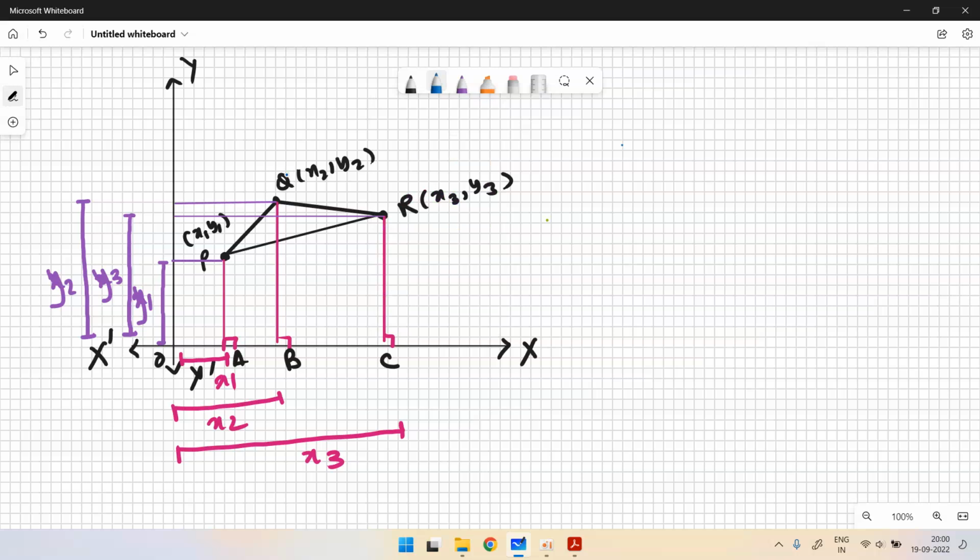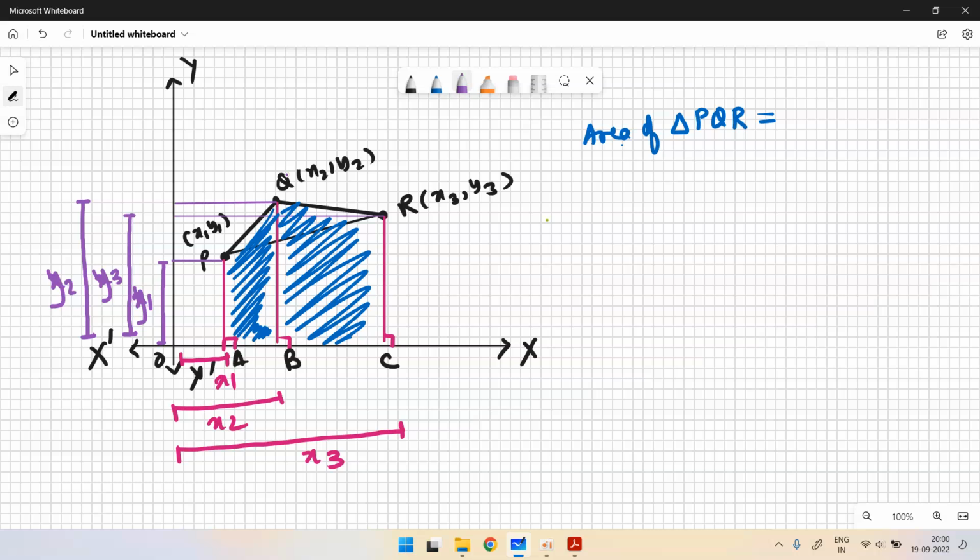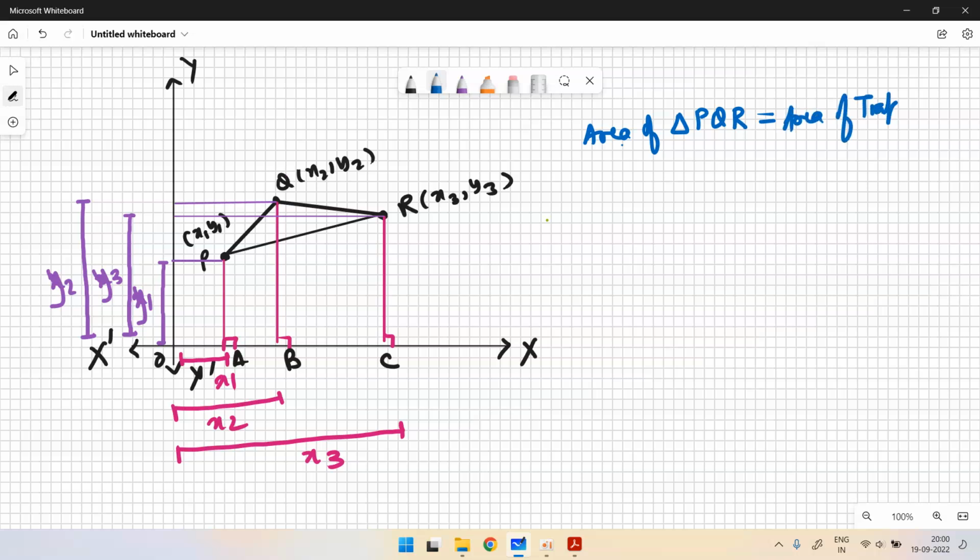So if you calculate the area of triangle PQR, what is the area of PQR? It is given by the area of this plus the area of this minus the area of this much. So it is equal to the area of trapezium APQB plus the area of trapezium BQRC, minus, and this is the most important thing, minus the area of trapezium APRC.